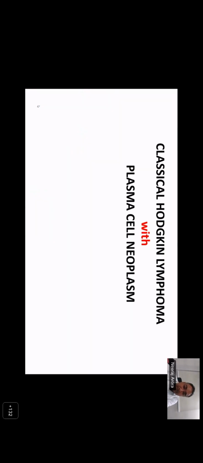Next slide. So now we were dealing with classical Hodgkin lymphoma with a plasma cell neoplasm. Would anybody like to say what type of plasma cells we were looking at? Now you have gone through all the different types of plasma cells. Can anyone highlight what type of plasma cell neoplasm this is? Okay, next slide.